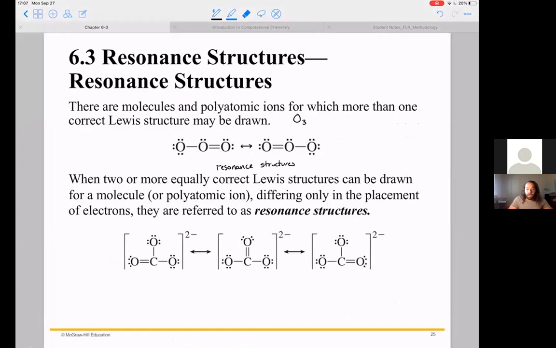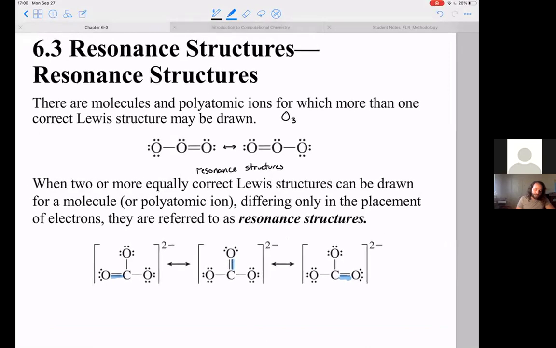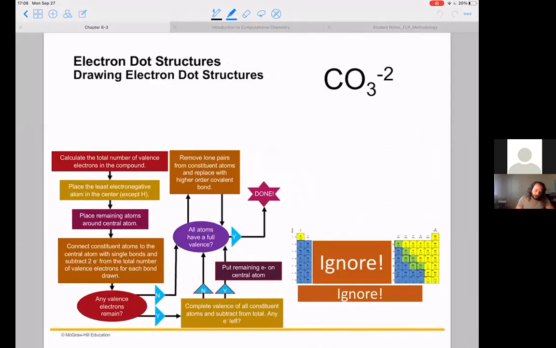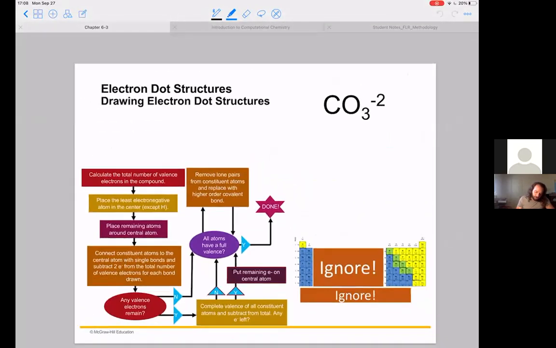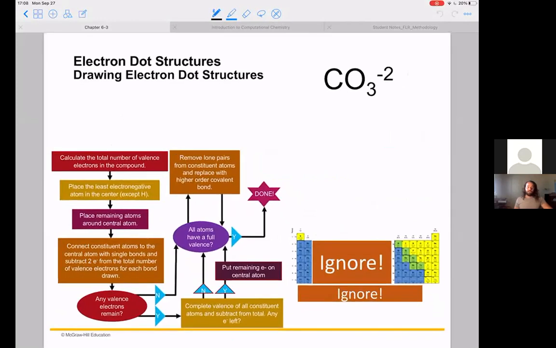The polyatomic ions that we saw also will have resonance structures. It's the same idea: one of these oxygens has a double bond, but do we put it on that oxygen or that oxygen? You've got to pick, right? So because it's arbitrary, we'll include all of them. Let me show you how we start from scratch in terms of how we got these resonance structures for the carbonate ion.